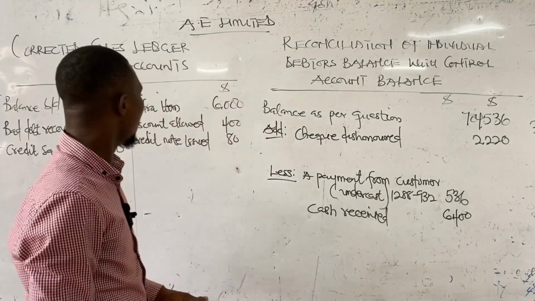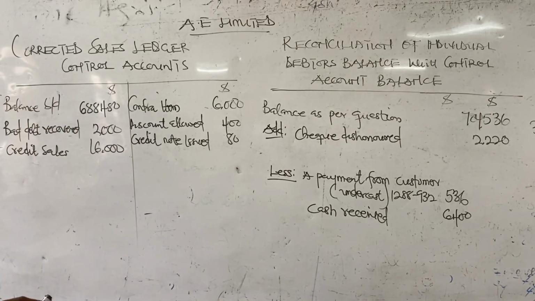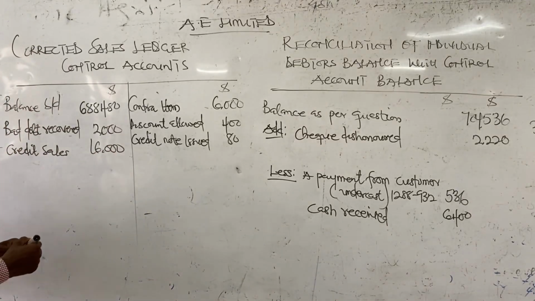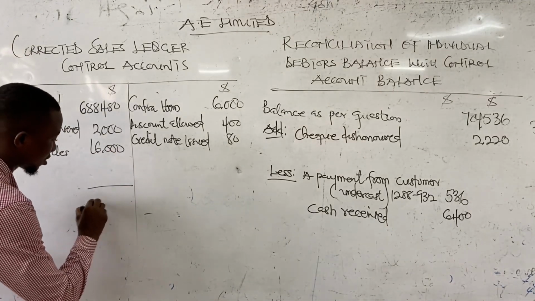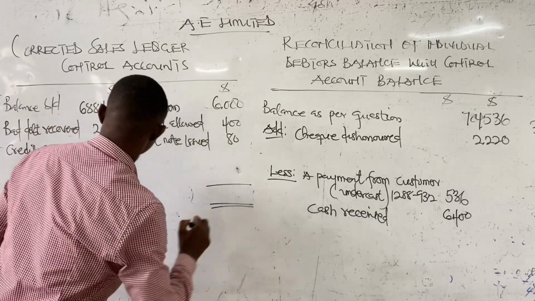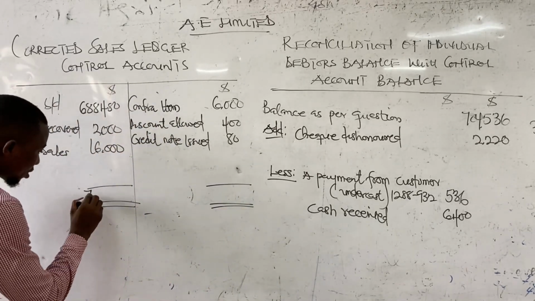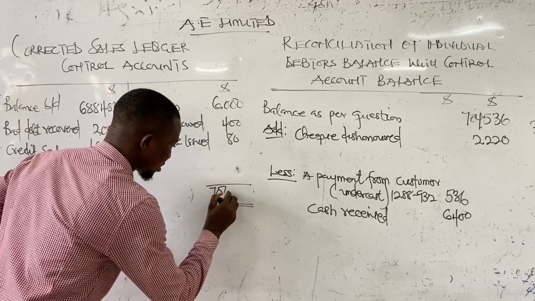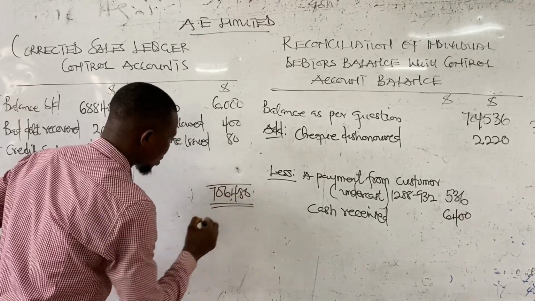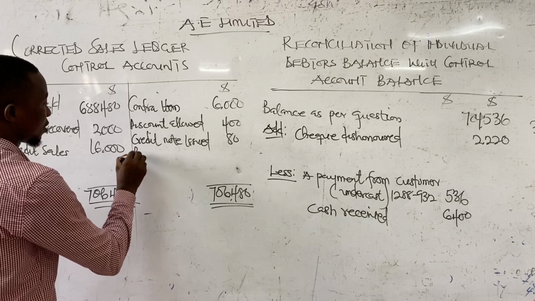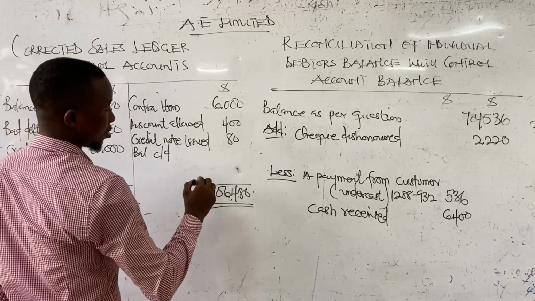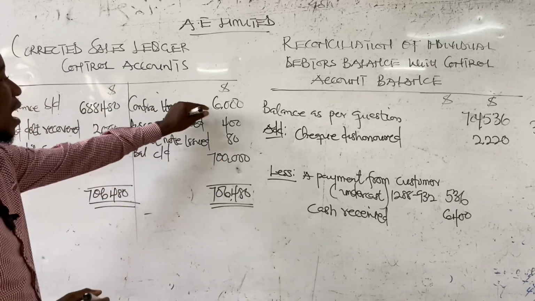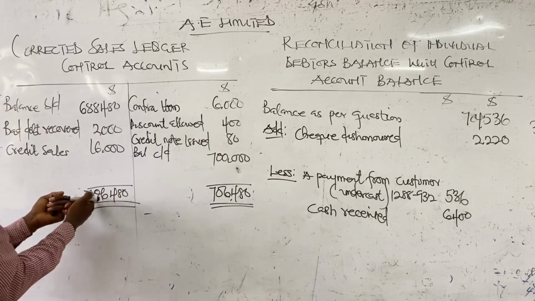So we are done. The next thing to do is to balance off this account. So how then do we balance off this account? In balancing this account, let's first of all balance the sales ledger control account. In balancing, we add the totals. Good, we add the totals. So the total of this is 706,480. This is the larger one, so we still have 706,480 this way. So the balance c/d will be 700,000. That is adding the debts, and subtracting it from the total.